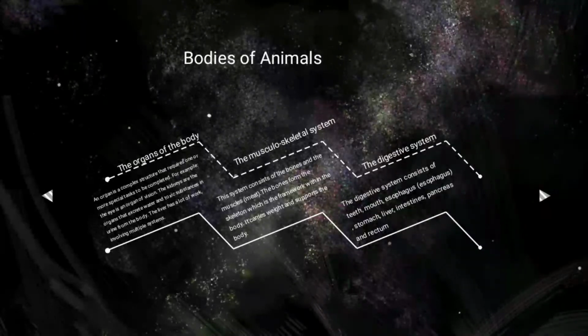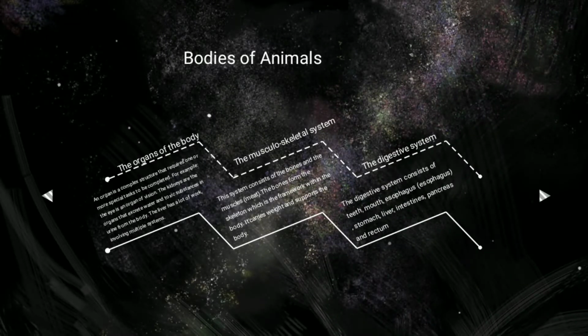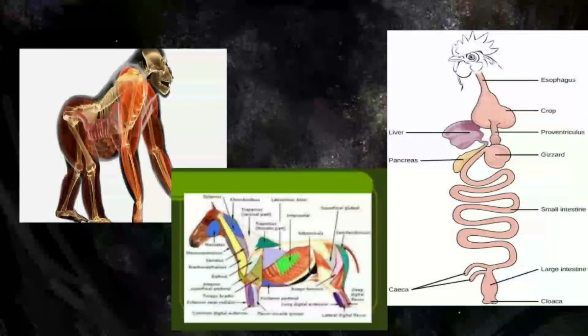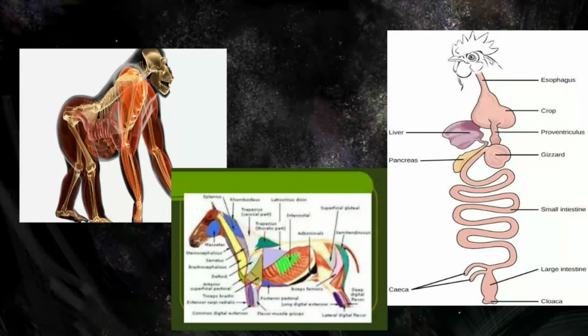So we have here the organs of the body, like the eye, kidney, liver, heart. We have there the musculo and skeletal system. Here we include the skeletal, the muscle, and we have the digestive system. Here's the example of muscle and skeletal, organ, and digestive system.